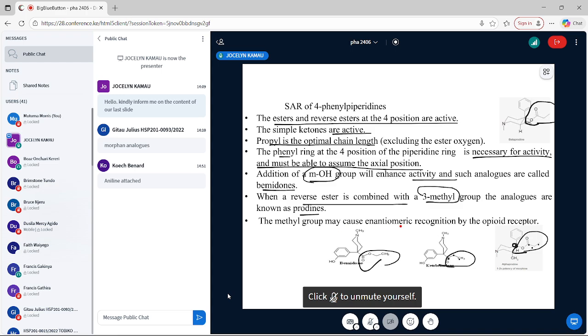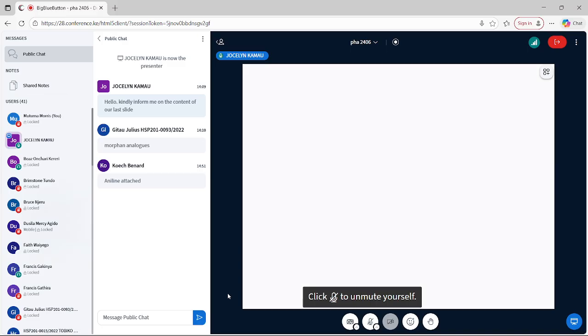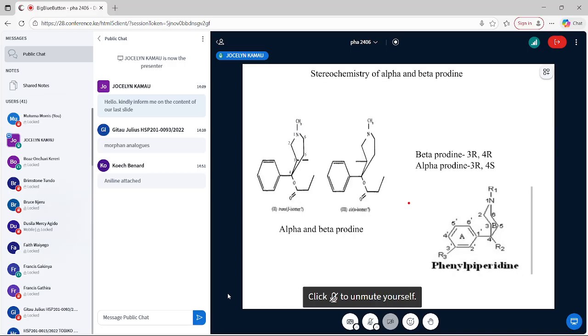The methyl group may cause enantiomeric recognition by the opioid receptor. What does this mean? It only means that there will be stereoselectivity. The methyl group, when you put it in position number 3, the resultant compound can either have the R or S configuration, and one of those enantiomers is the one which will have maximum activity. But again, remember, we are not only looking at one chiral center, we are looking at 2 chiral centers. So the stereochemistry, when we look at it finally, will be the stereochemistry of 2 positions.